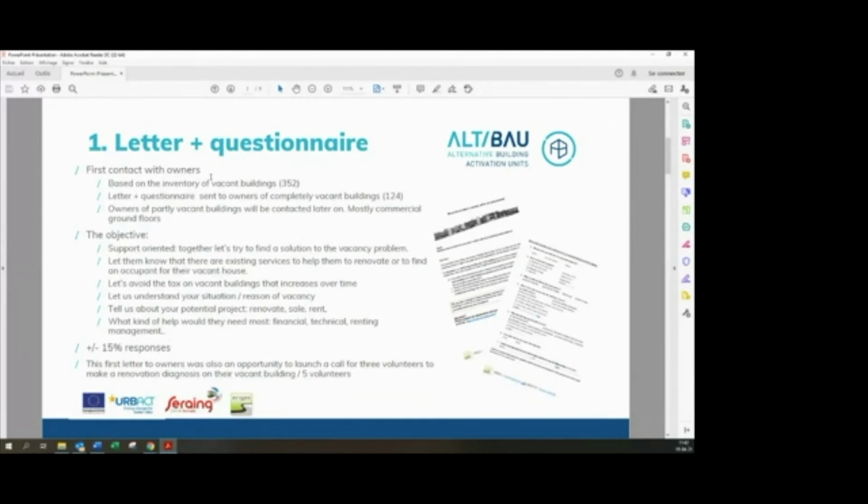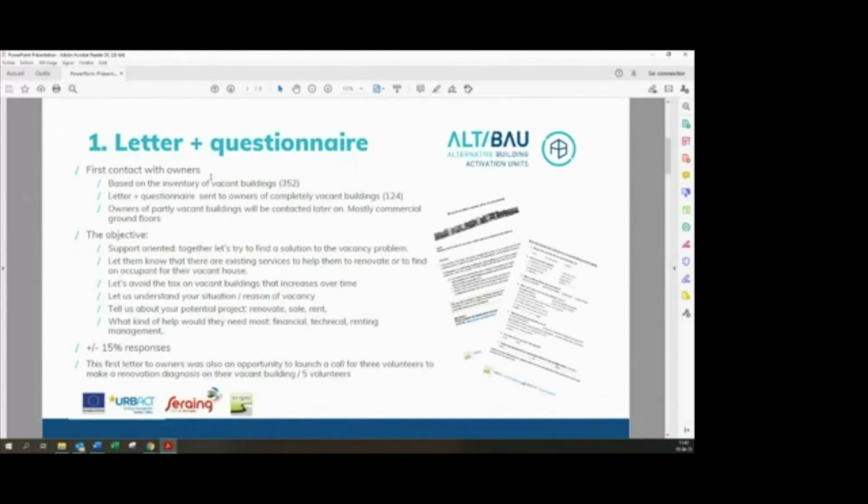The objective was really support-oriented. Of course, the message was to say, let's try to find a solution to the vacancy problem. Here, we didn't want to come with a stick and say, you're the owner of a vacant building, you are going to pay the tax. No, we really wanted to be support-oriented. We wanted to let them know that there were existing services to help them to renovate or to find an occupant for their house.